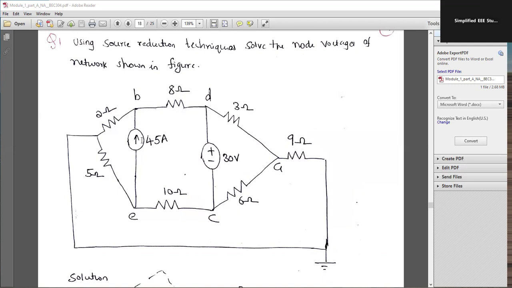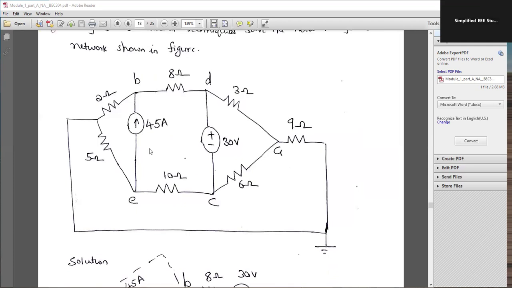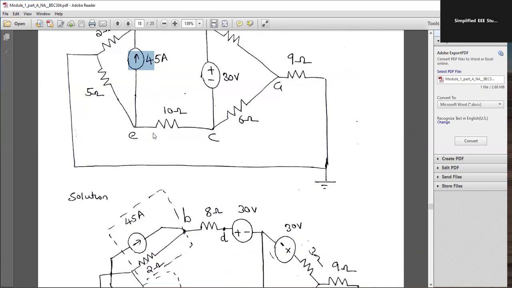Identify what current sources are available, what voltage sources are available, and what the branch resistances are, and remember to provide the branch names. If they haven't been given, kindly give names to the branches. So everybody, please listen here. First of all, you can see 45 ampere flowing over here.